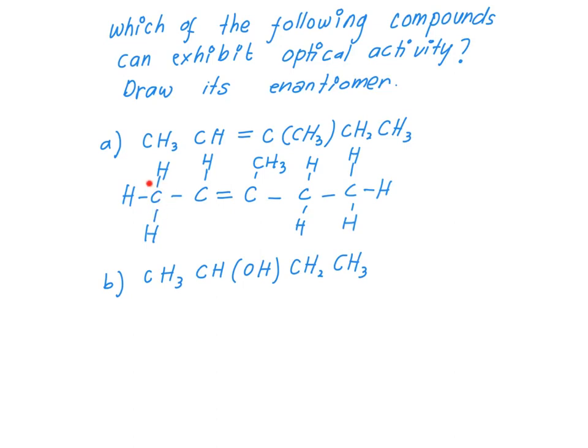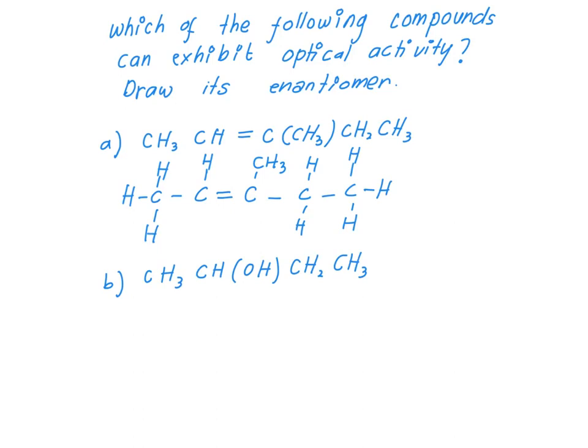So the first carbon does not have a chiral carbon. The second carbon also is not chiral since it only has 3 groups. A chiral carbon should have 4 groups bonded to it. The third carbon is the same. It is not a chiral carbon because it only has 3 groups. If you check the fourth carbon, it also cannot be a chiral carbon since it has 2 hydrogen atoms, as well as carbon number 3.